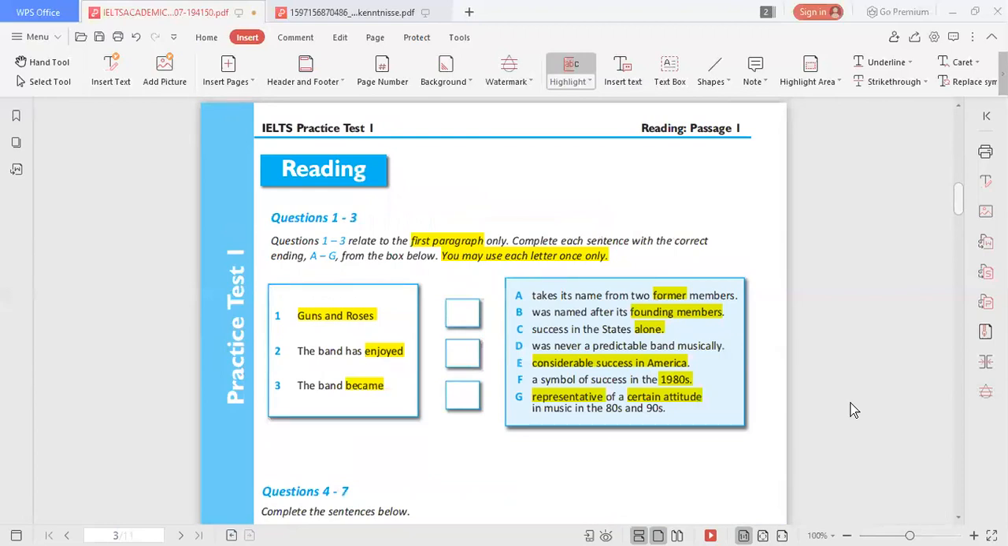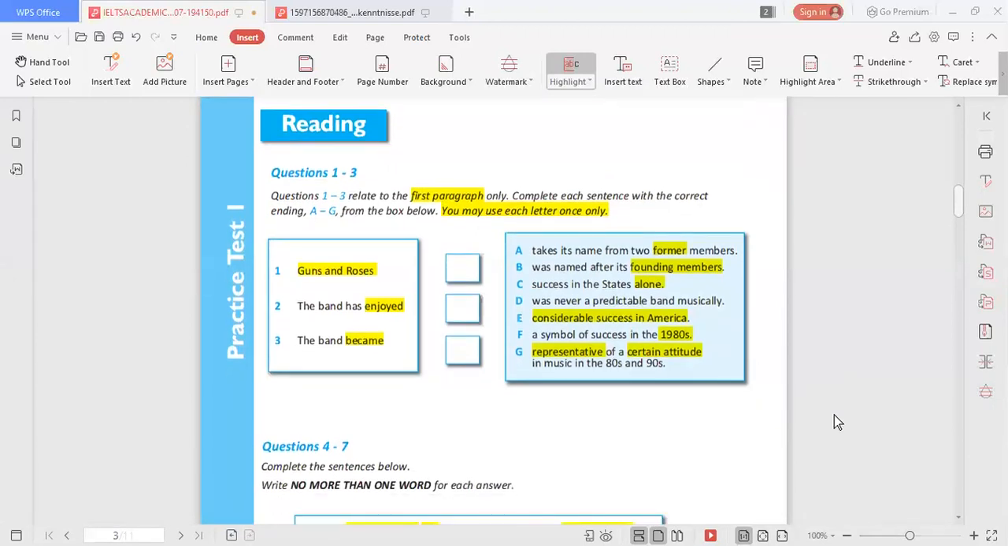Okay, so working out the tricks again. You highlight the keywords, you go to the text, you find where they are. The answer is hiding around this keyword in that sentence or the sentence after it. And you want to make sure you consider synonyms. Enjoyed is you enjoy a reward, and the reward for them was the millions of albums that they sold. Became was a transition. We had the word came to symbolize, and symbolizes for representative. In question 3, certain attitude is, for example, also for the rebelliousness.